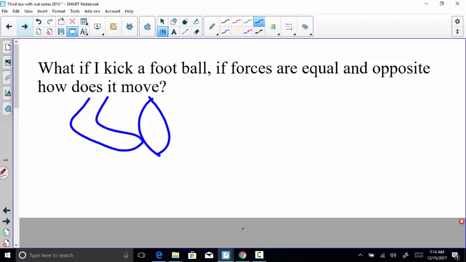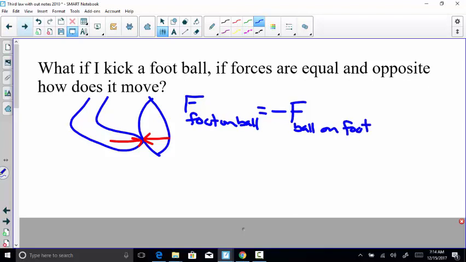So, there are equal and opposite forces here. There's the force of your foot on the ball and the ball on your foot. And if those are equal and opposite, so let me write that out. There's a force of your foot on the ball, and that must equal minus the force of the ball on your foot. And the question becomes, how does the ball actually move then?